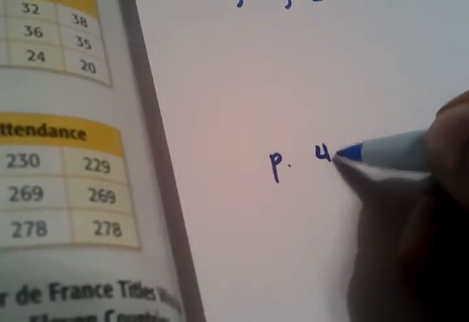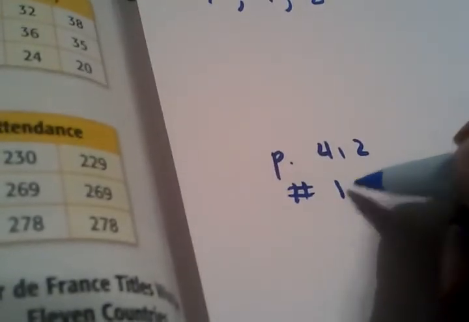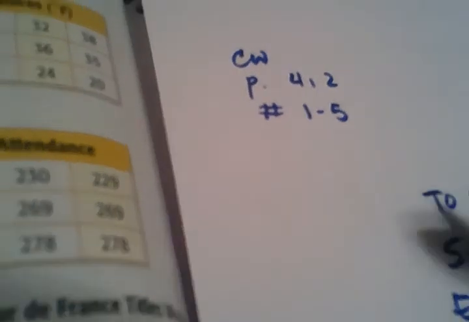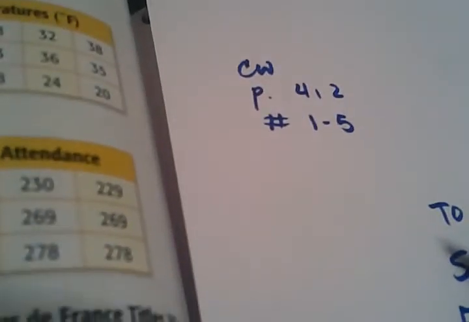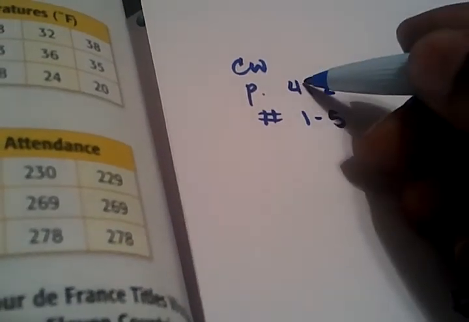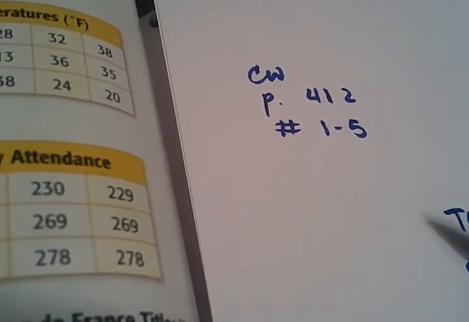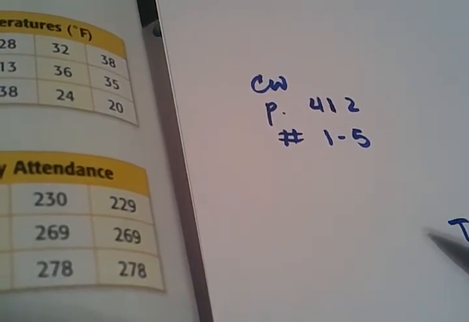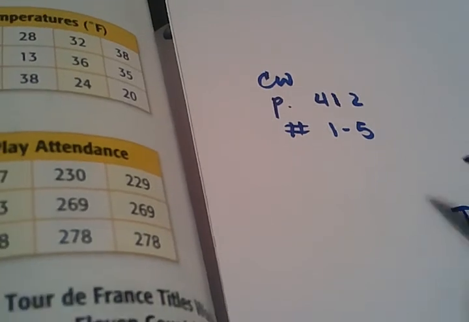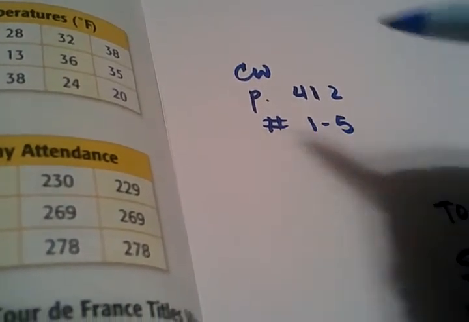Alright, so again, that's page 412. We're going to do numbers 1 through 5. And this is your classwork. After you get done with it, and Miss Payne, after you see that everybody is finished, you can have them go over it. My book is located underneath the pencil sharpener. It should be the volume 2 book.